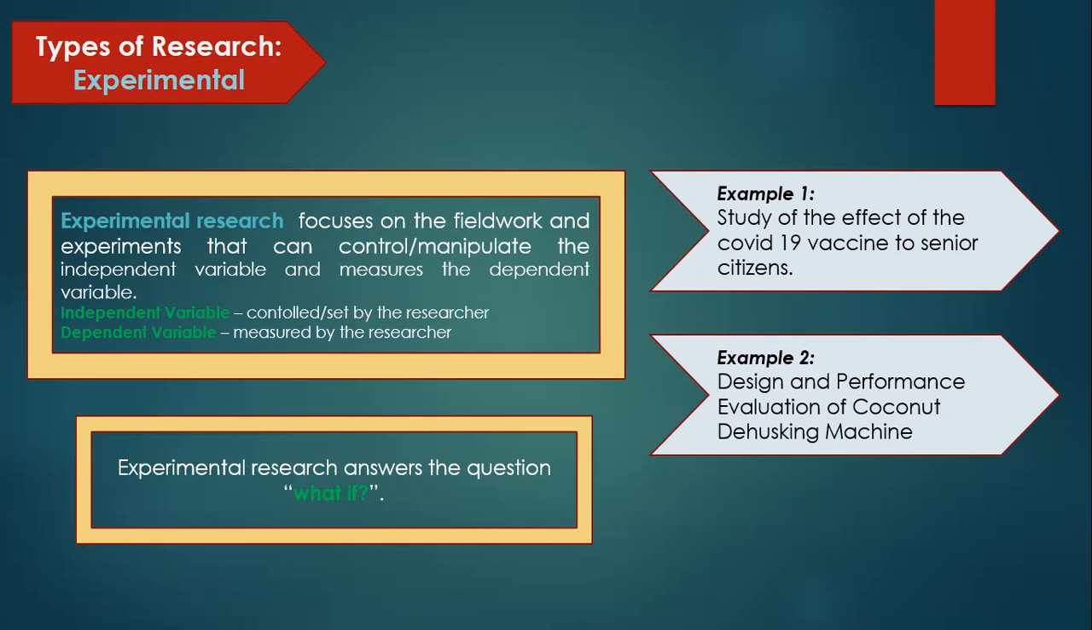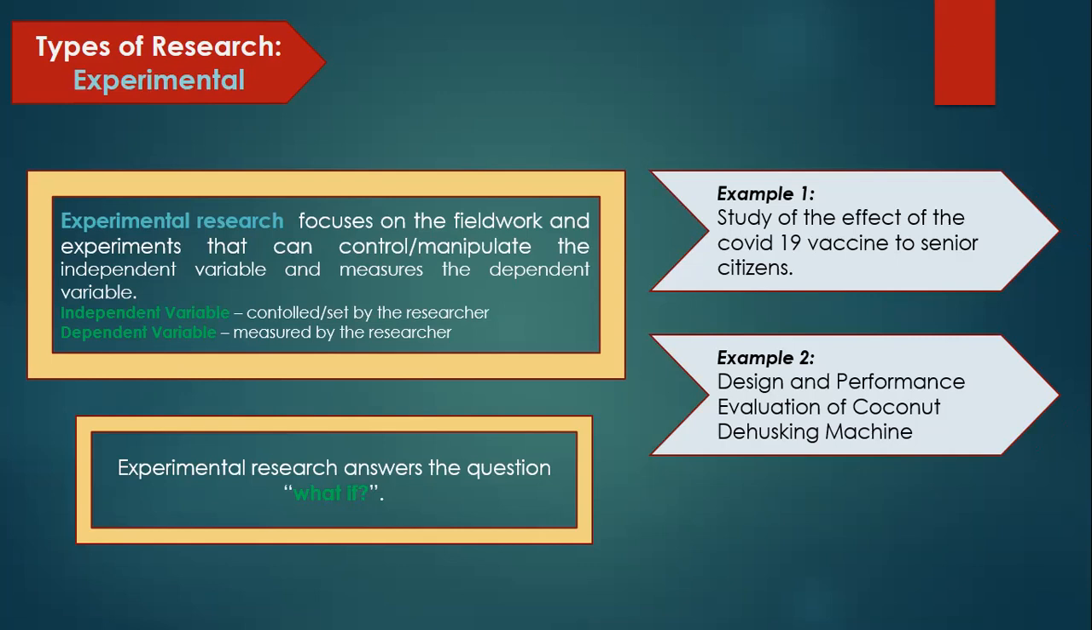So you set which is the dependent and independent variable. For example, for the coconut, the coconut might be dehusked, or the coconut is unhusked. It's just a normal coconut, and then you dehusk the coconut. So it's a set of variables for the independent, which is controlled, and then you measure the rate of dehusking the coconut. So it's the dependent variable, and then you get the relationship of the two.